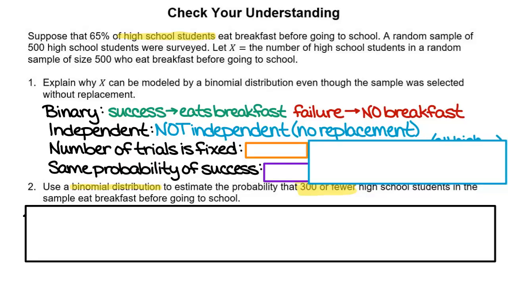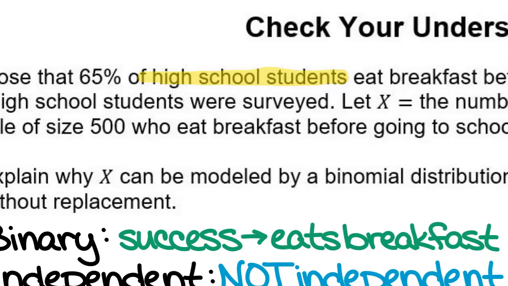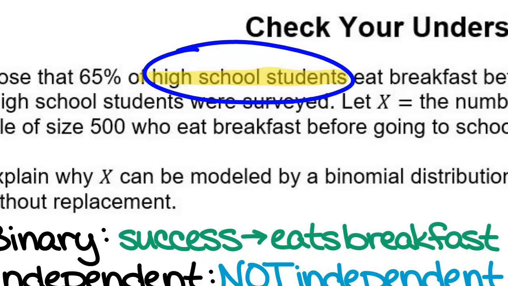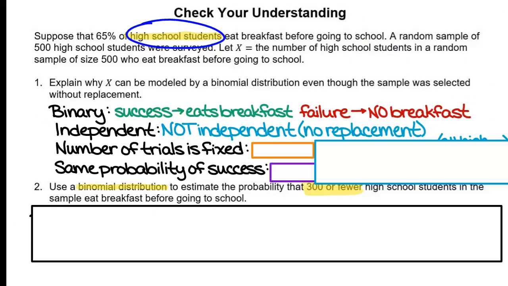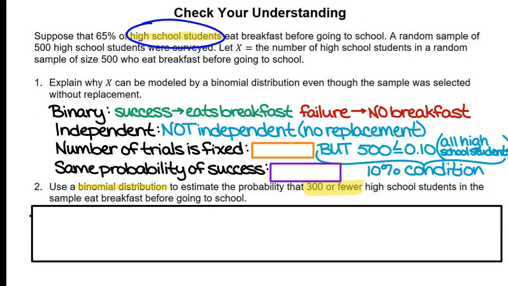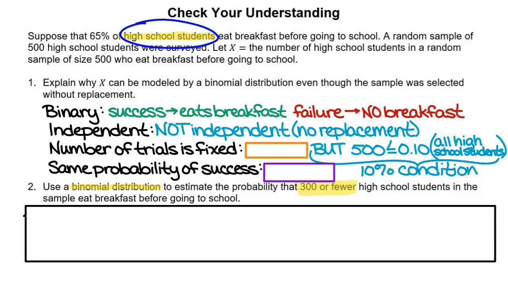We don't know. Are we looking at just one school according to this? No, we're looking at high school students. So the population would be all high school students. We always want to get that word "all" in there so that we're making it really, really clear that we're looking at everyone. 500 is less than or equal to 10% of all high school students. So we get our 10% condition met here.